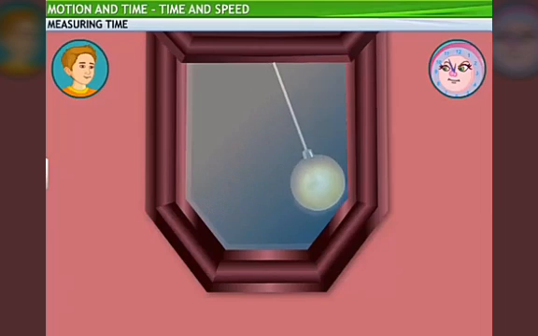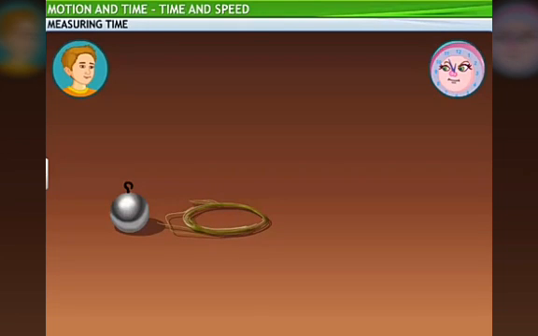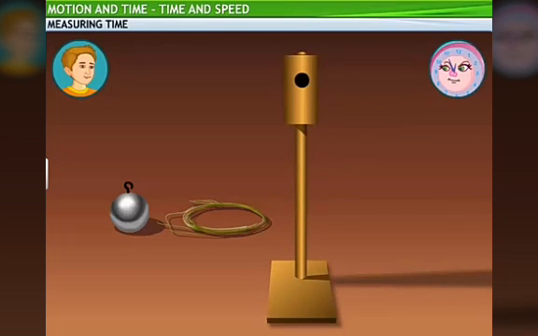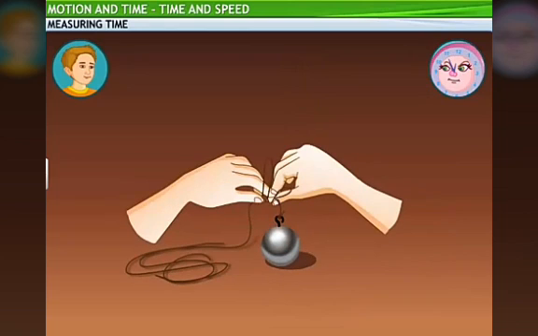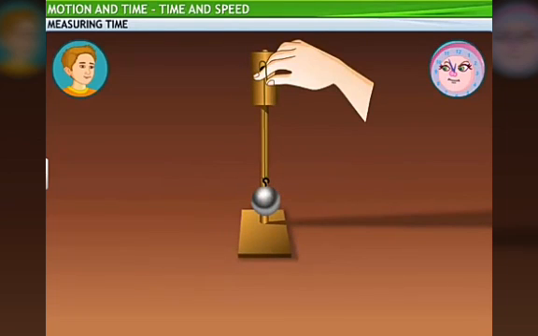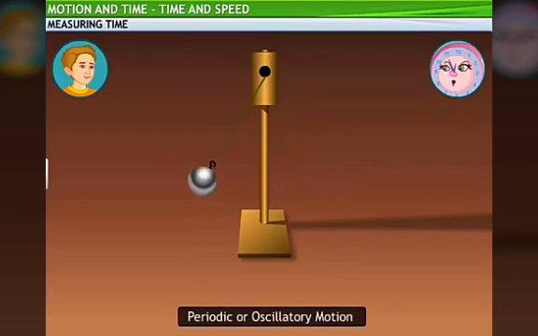Let's find a small metallic ball, a bob with a hook, a string about 1 meter in length, a stand, and a stop clock. Tie the string to the metal ball and suspend it from the stand. Now pull the metal ball to one side gently and release the ball. It's moving to and fro, like the pendulum in a clock. This to and fro motion of a simple pendulum is an example of a periodic or an oscillatory motion.